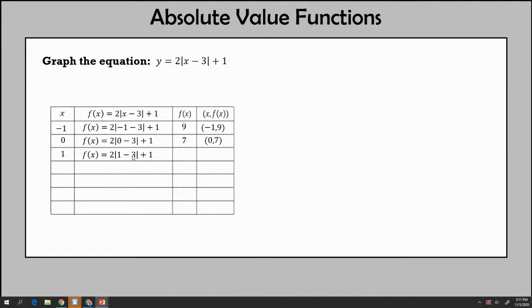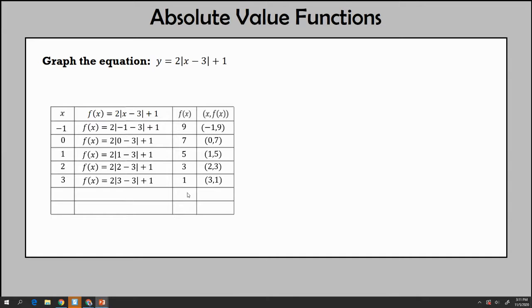Put in 1. 1 minus 3 is -2. Absolute value of -2 is 2. Times 2 is 4, plus 1 is 5. So 1, 5. Put in 2. 2 minus 3 is -1. Absolute value of -1 is 1. Times 2 is 2, plus 1 is 3. So 2, 3 is on my graph. Put in 3. Okay, 3 minus 3 is 0. Absolute value of 0 is 0. Times 2 is 0, plus 1 is 1. So 3, 1.